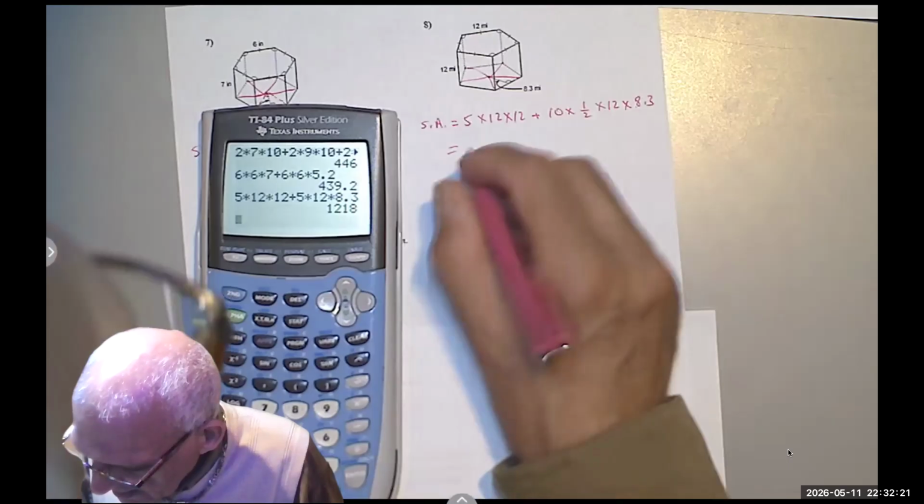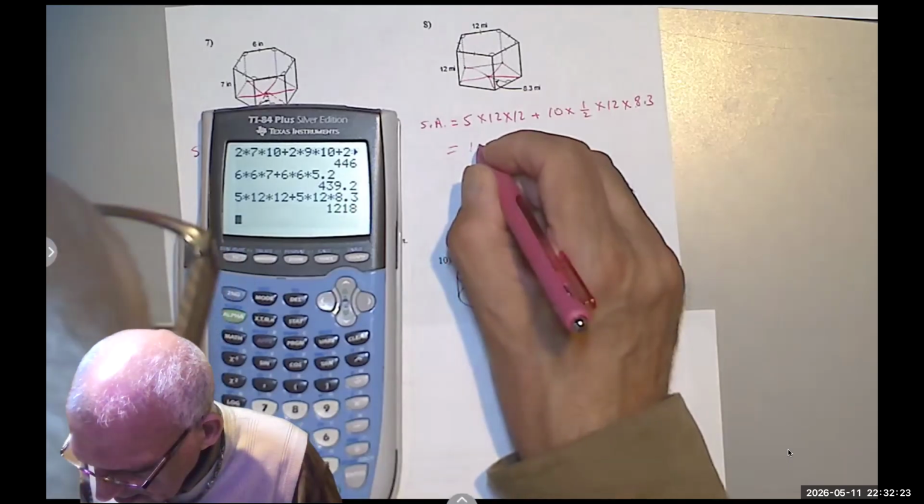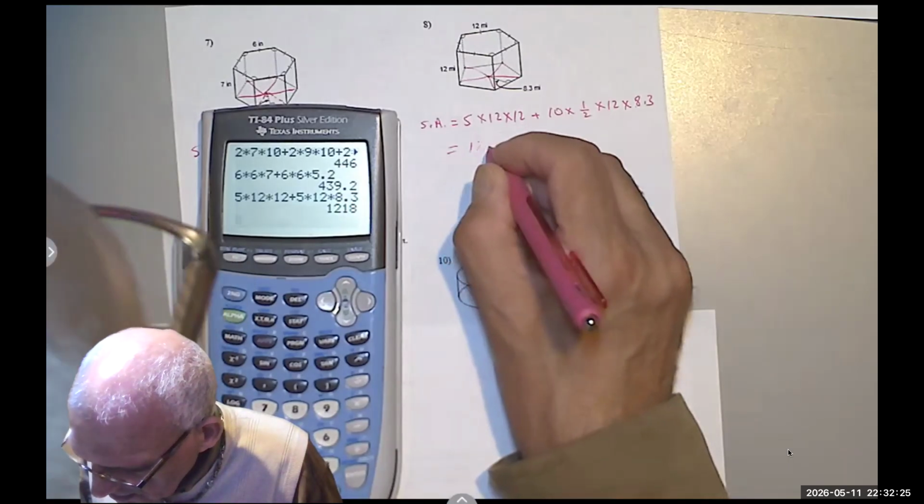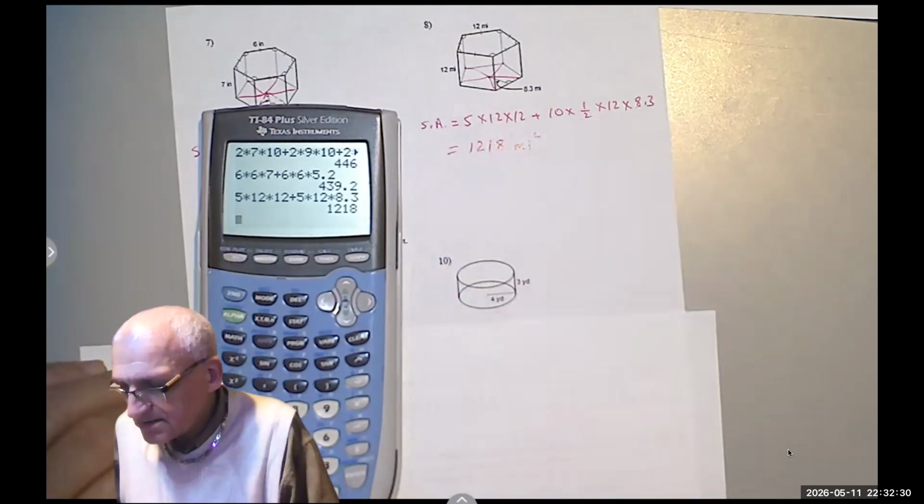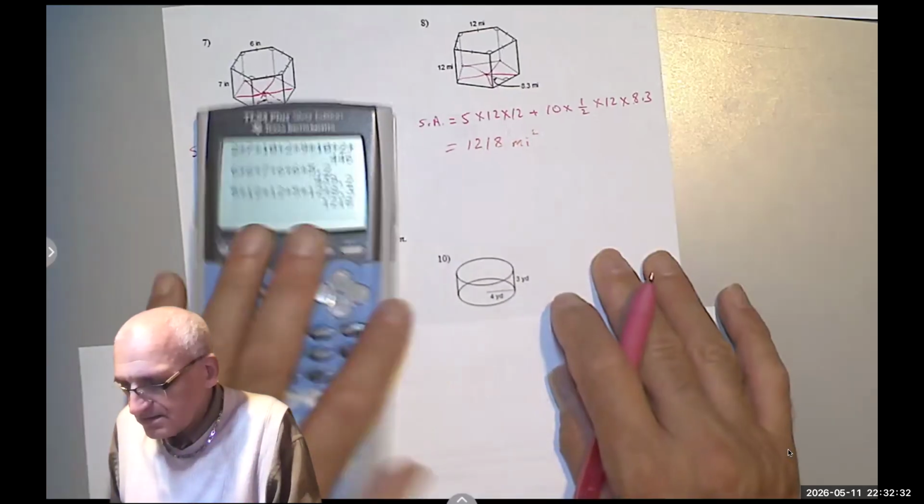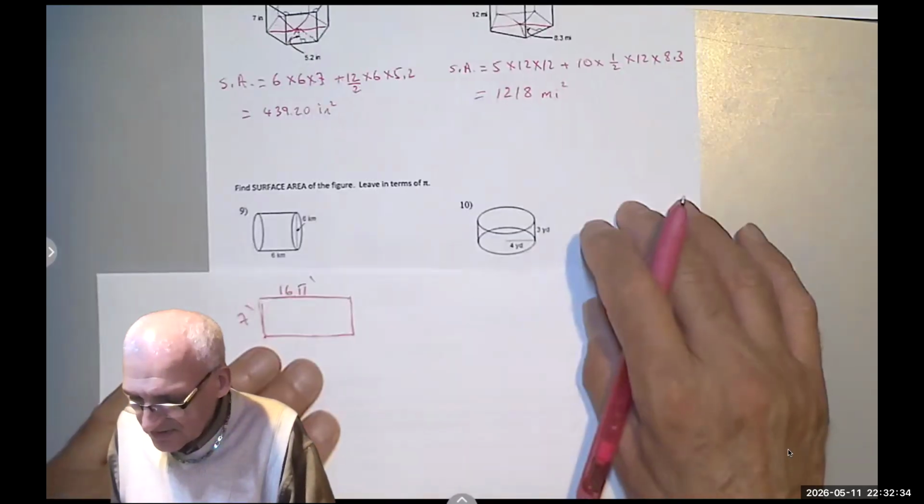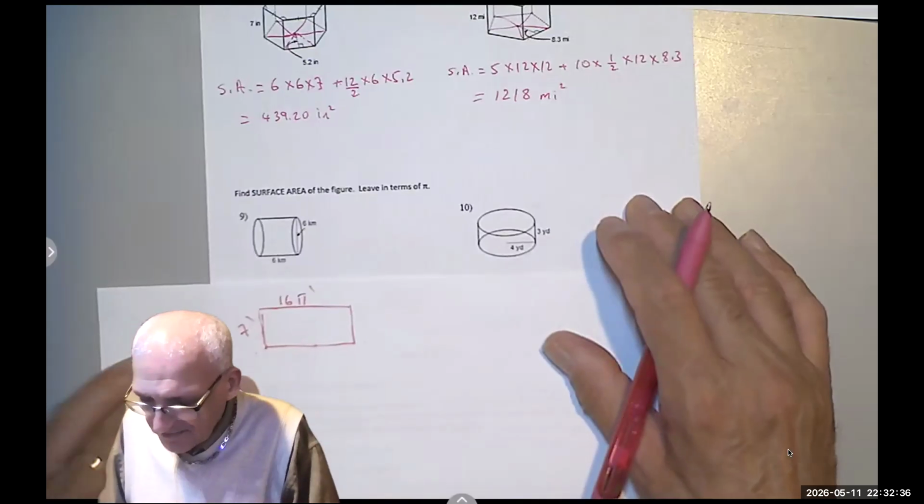So altogether, I get 1218 square miles. There are no decimals again. So I don't know why they say if necessary, and none of them is necessary.